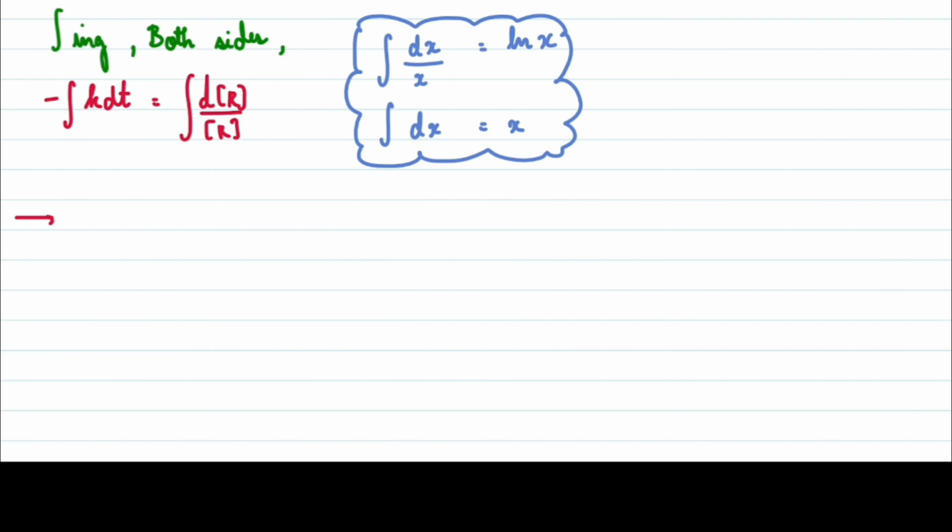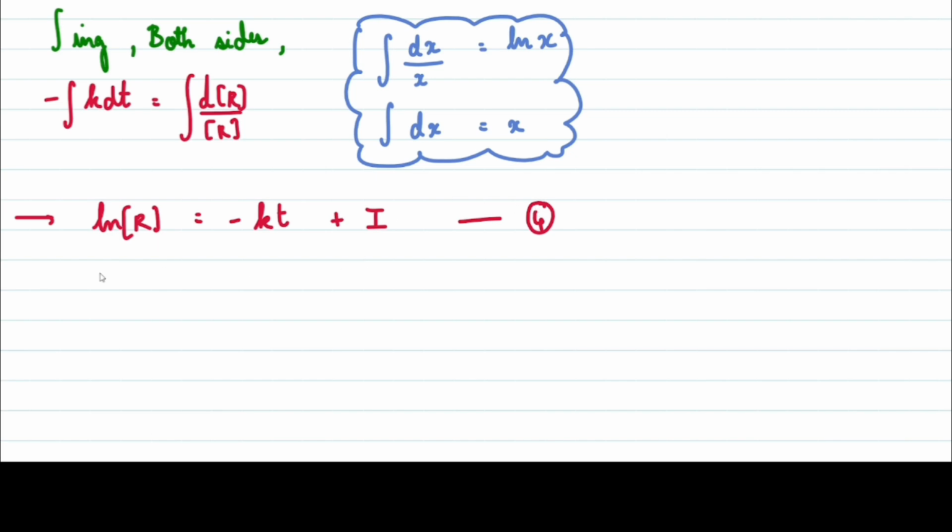Now by using this formula, we are going to integrate it. Integral of dR by R will be equal to ln R is equal to minus k. Here k is the constant, so we have to take it out of the integral symbol. Integral of dt will be t plus I, which is the integral constant. Whenever we are integrating, we have to add the integral constant. So now we got this expression. Let's take this as equation 4.